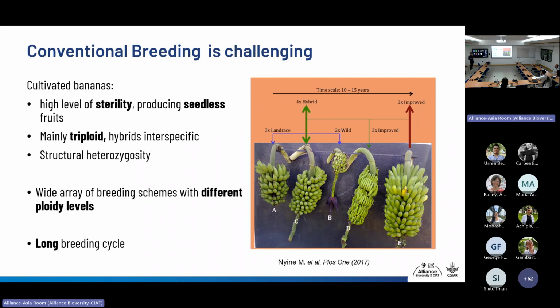There is a high level of sterility. It's difficult to get viable seeds. And when you do breeding in banana, you have a quite complicated scheme. You need to start, for instance, our colleagues at IITA, they start with triploid bananas that they cross with diploid to get a tetraploid. Then they cross again a tetraploid with a diploid to get back to a triploid. So you have a lot of meiotic events with different levels of ploidies. And it can take up to 15 years. So it's a long process, and it's very important to speed up this process in breeding for banana.